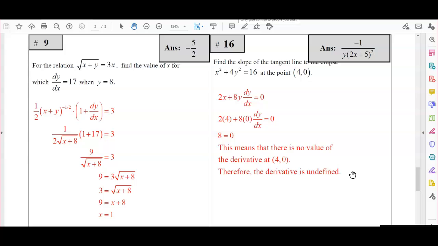And that should make sense to us because this is an ellipse and the point (4, 0) on that ellipse would be at, see, this is why I don't like Teams. I don't know how to draw right now.